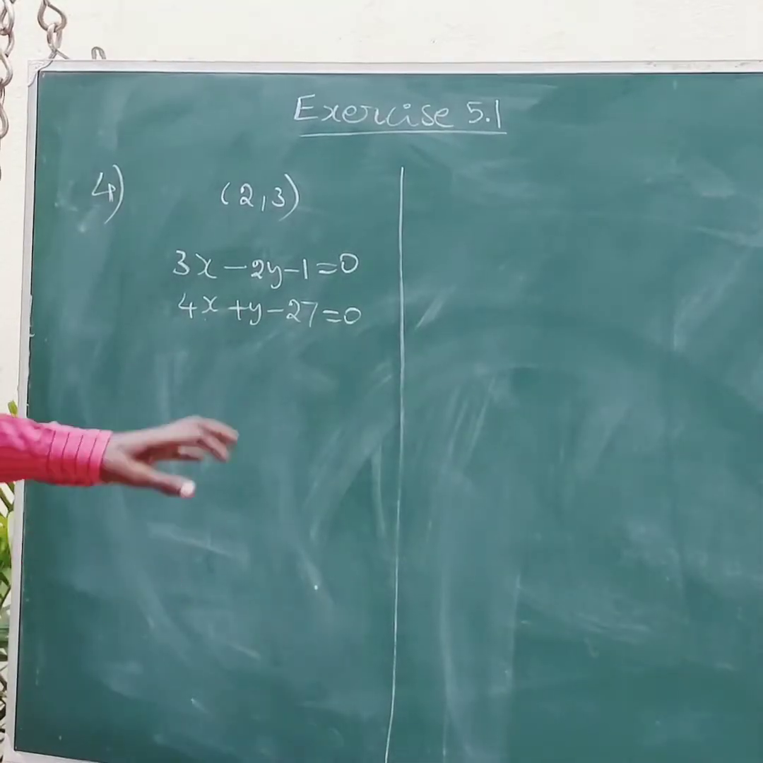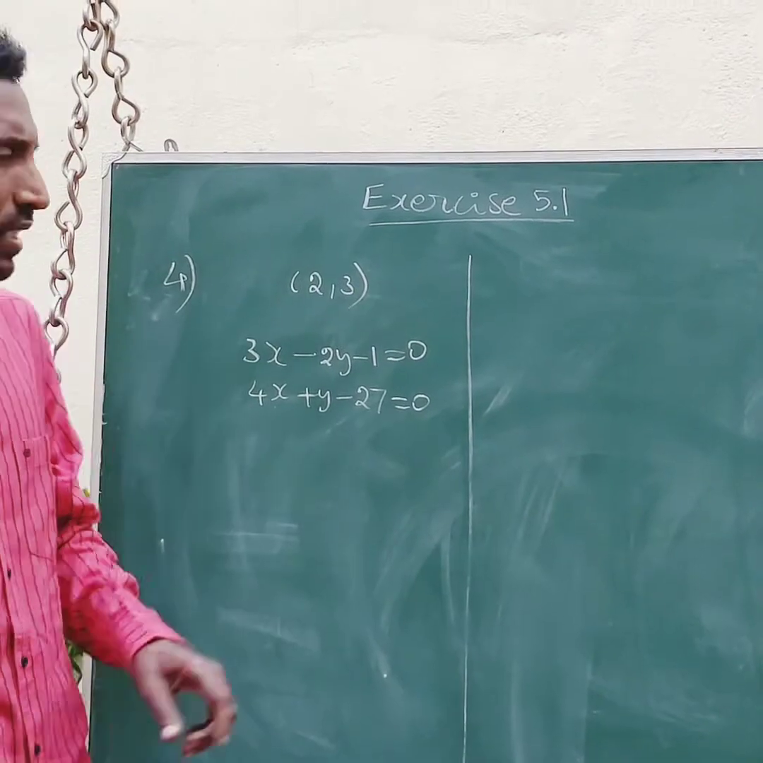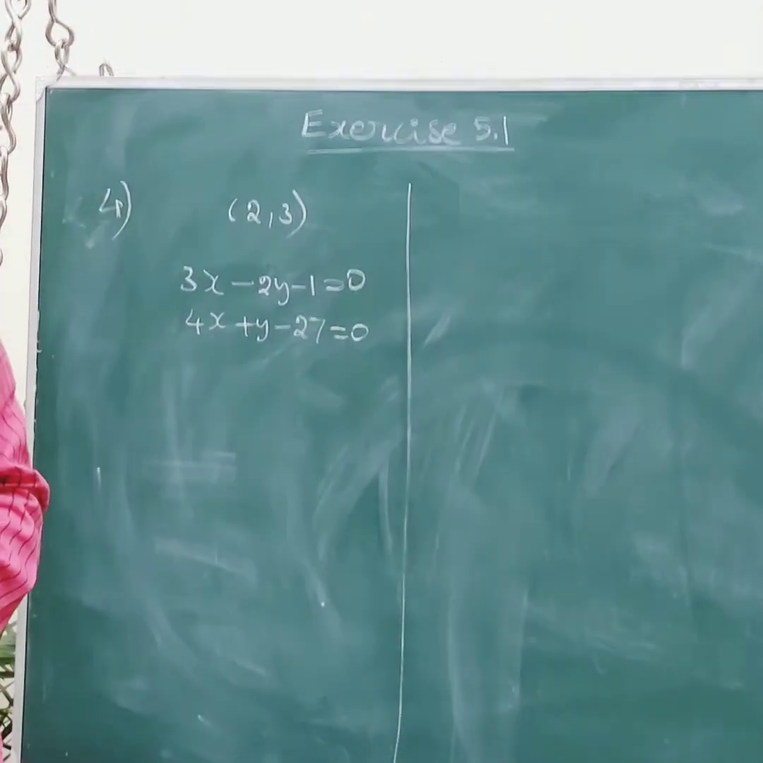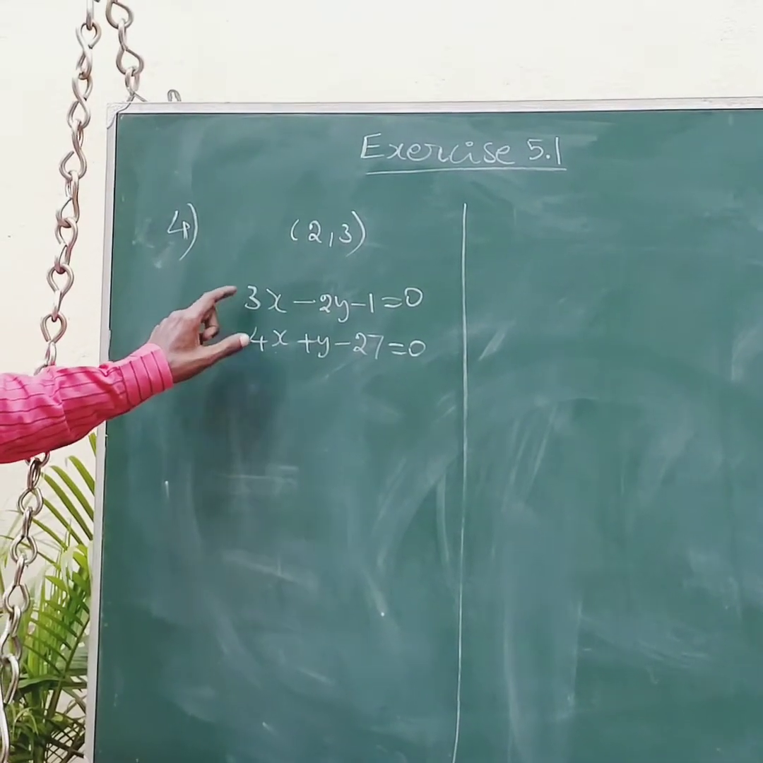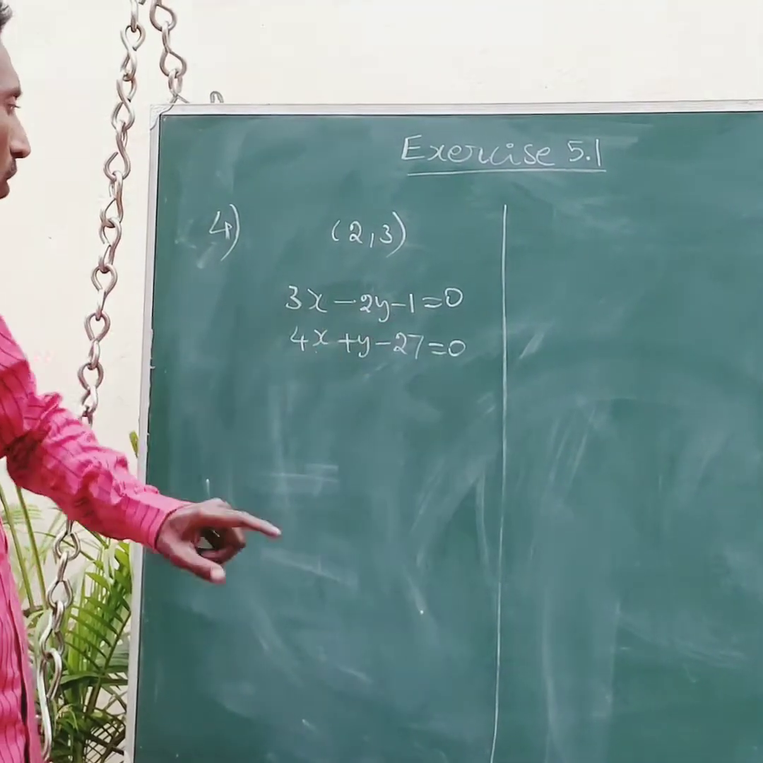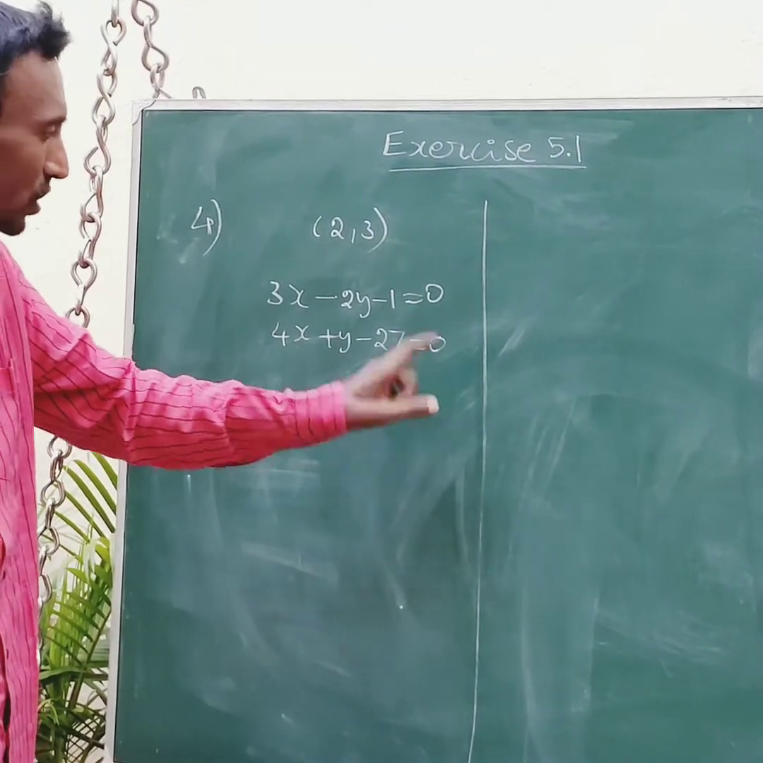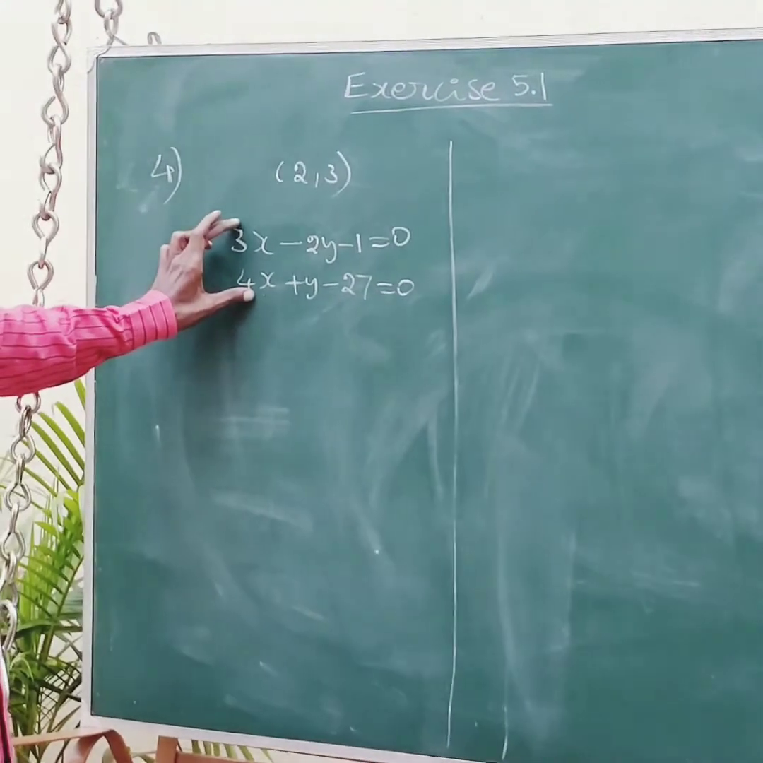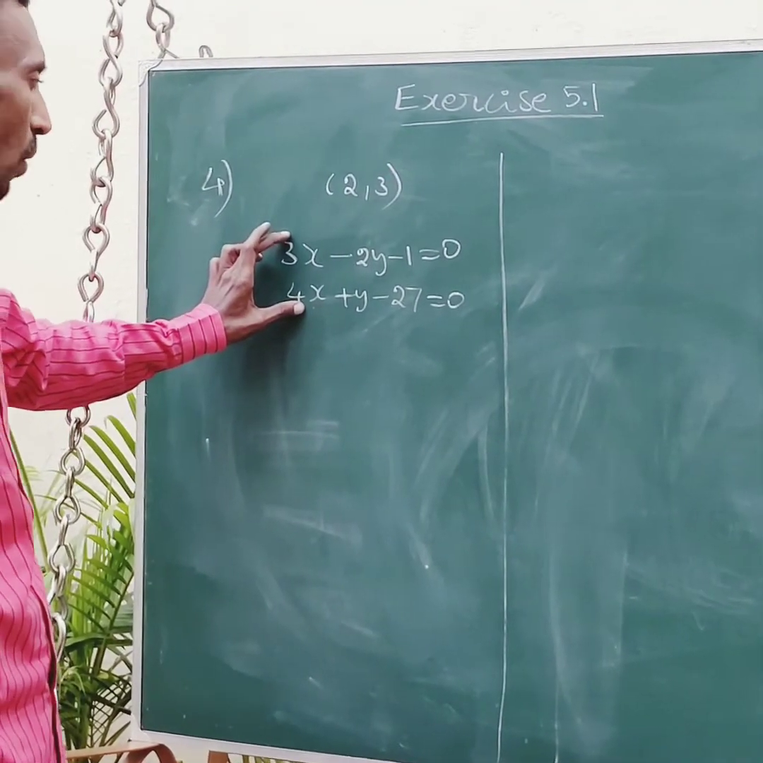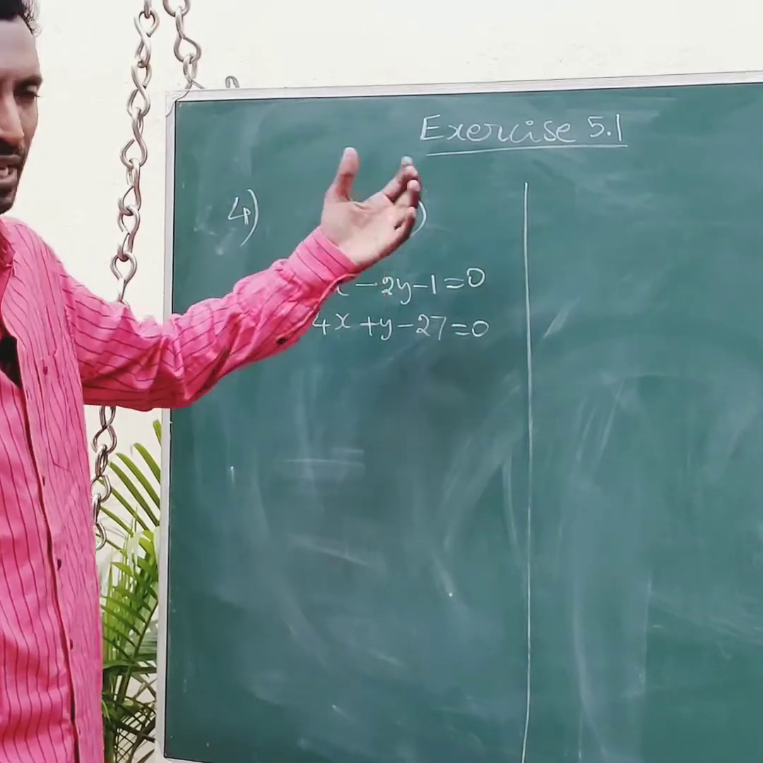Okay, now we can solve the fourth problem. The problem is: find the equation of the circle with center 2, 3 and passing through the point of intersection of these two lines, 3x minus 2y minus 1 equal to 0 and 4x plus y minus 27 equal to 0. So again solve these two equations and find the value of x comma y. This fourth problem is similar to the second problem.